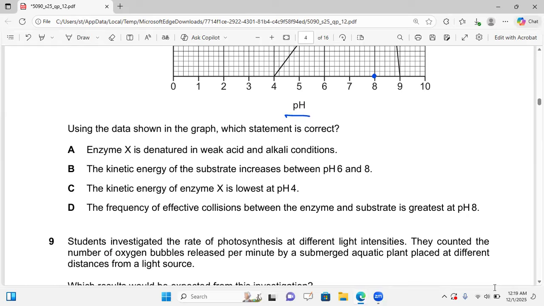Which statement is correct? Enzyme X is denatured in weak acid? No. The kinetic energy of substrate increases between pH 6 to 8? No. The kinetic energy of enzyme X is lowest at pH 4? No. The frequency of effective collisions between the enzyme and substrate is greatest at pH 8 to give the maximum product at its maximum enzymatic activity.